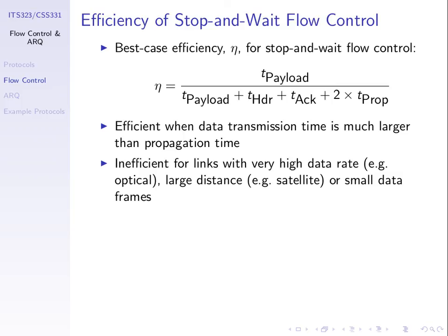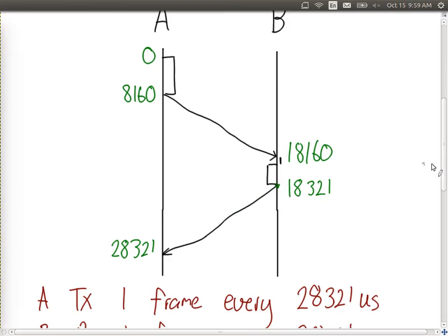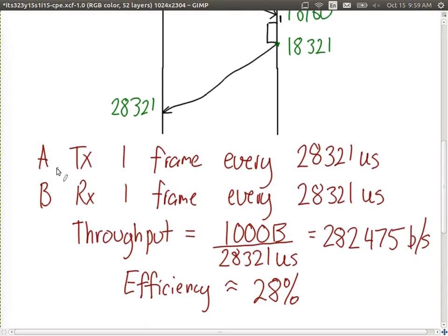In our case, since A transmits a frame every 28,321 microseconds, that's the rate at which it's sending, then because the frames are always delivered, B must receive at that rate. Now, it would be different if we had frames transmitted but not successfully received, if we had errors in the link. Then A transmits a frame, B doesn't receive it.